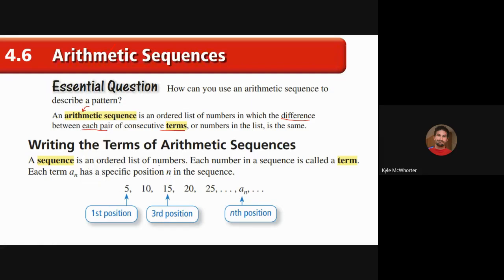So anytime we're talking about a sequence, we can use this notation. And we call that the nth term. So the first position, the first term, is A1, meaning the first term in this arithmetic sequence. The second one is A2, A3, A4, A5, and then the generic term or the general term, we call it A sub n, which is just the nth term.